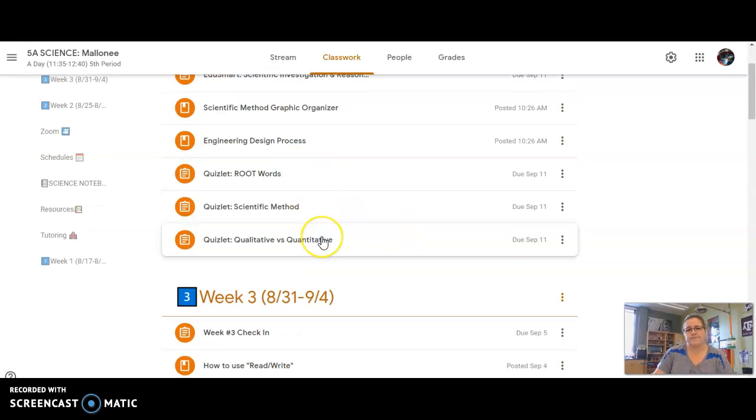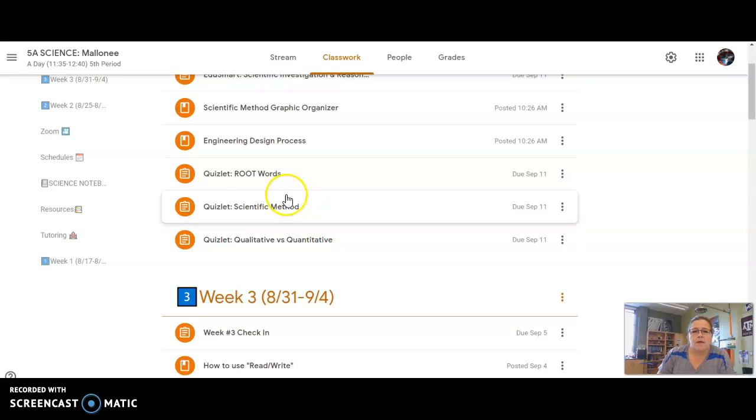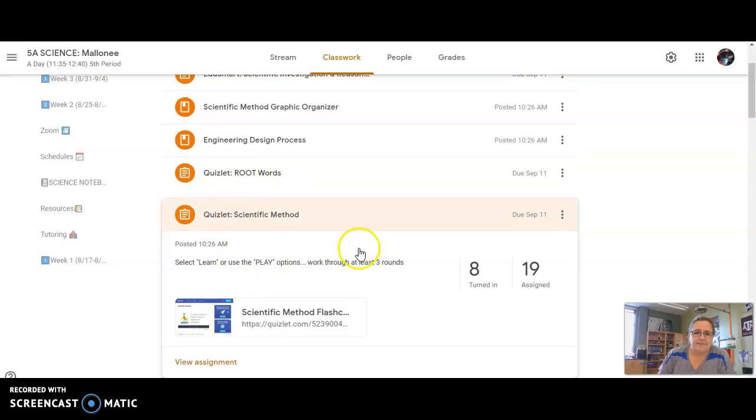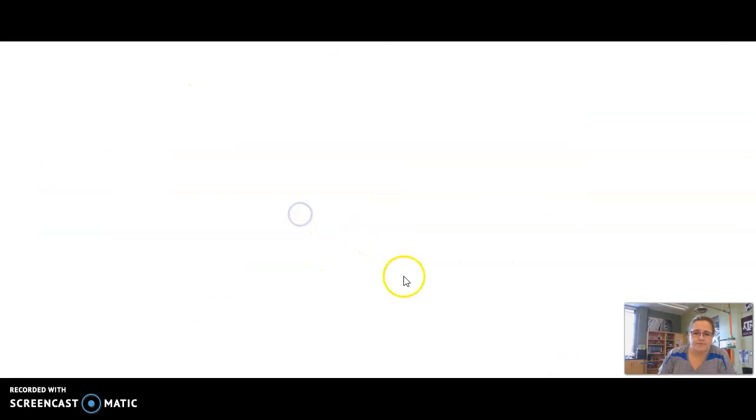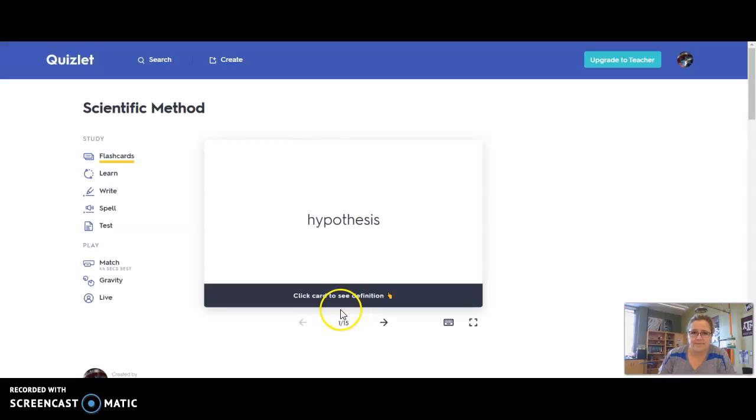The qualitative and quantitative is just practice with those observations of whether it is qualitative or quantitative. And remember, you have notes in your science notebook, so feel free to flip to them. The Quizlet on scientific method, well, let me open it up for you so you can see. These are kind of like flashcards.